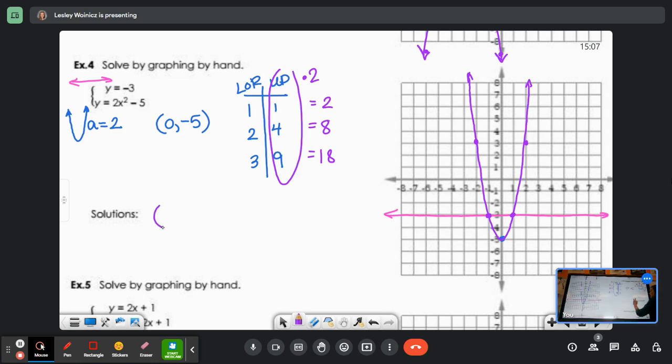Okay, what are my solutions? -1, -3, and -1, -3. What do they both have in common? The -3 for the y, because this horizontal line says that that is all the y value can be. Okay, easy peasy. All right, we got one more.